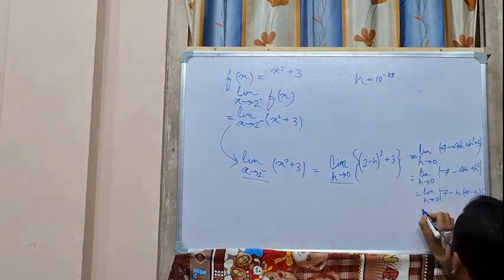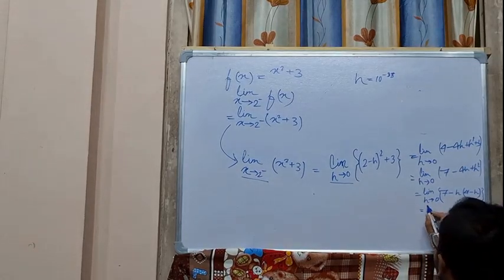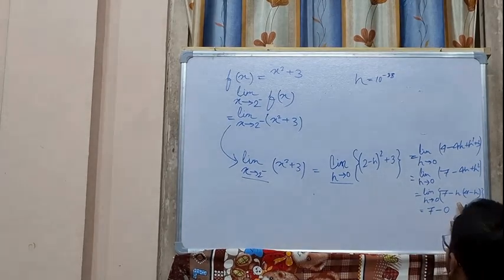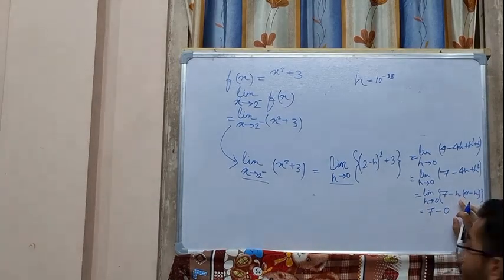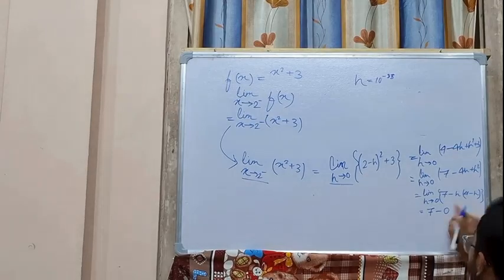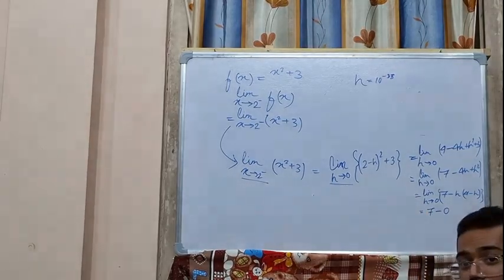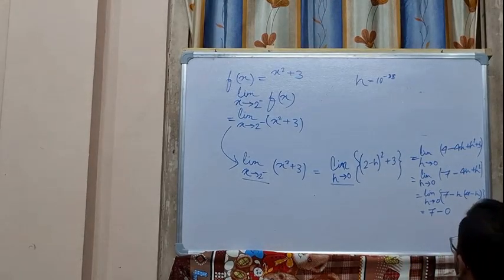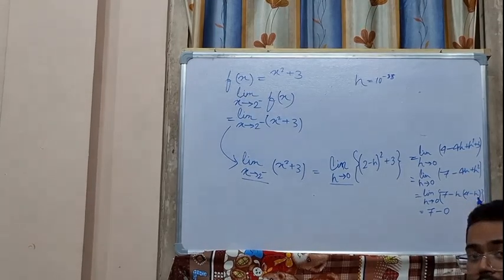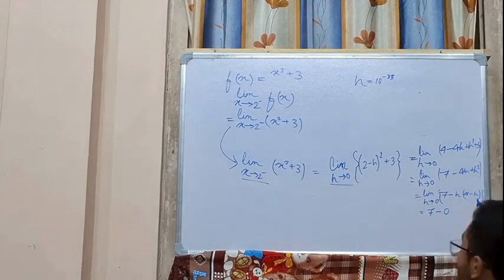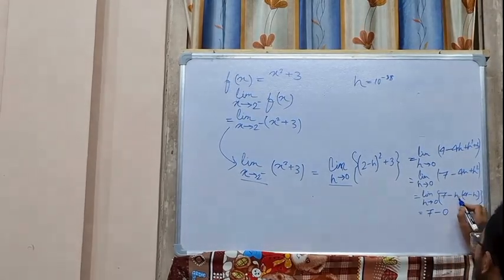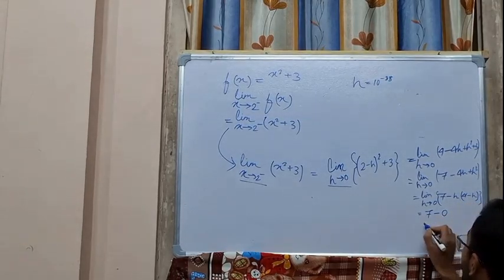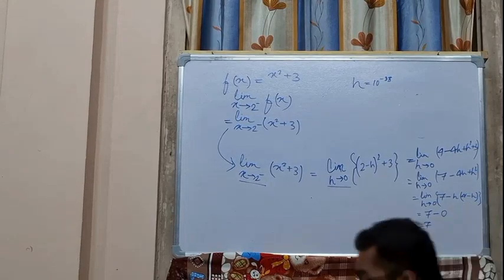Okay, we can write this as 7 minus 0. Why 7 minus 0? We put the value of h as 0, because h is very near to 0. We can consider it like h is equal to 0. 4 minus h, consider h as 0, it will be positive, and so minus into plus will be negative. 7 minus 0, which is 7.